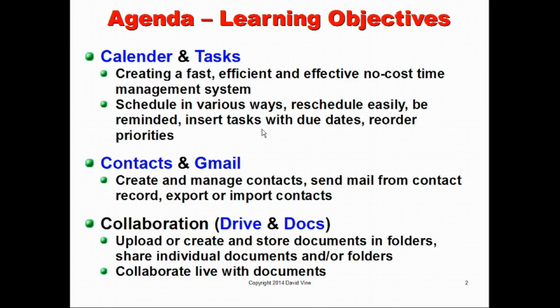So we want to help you create and manage contacts, send mail from the contact record, and export or import contacts. Now again, going back to the calendar, having a bunch of different calendars is kind of inefficient. If you can have different calendars that all appear within one calendar, that's efficient, not inefficient. The ability to take your existing address books and then move them into Google's contacts, which is integral to Gmail, by the way, is very important, and we'll talk about that.